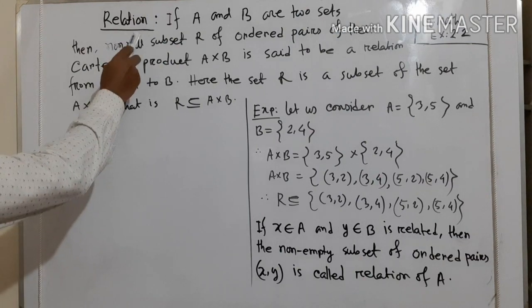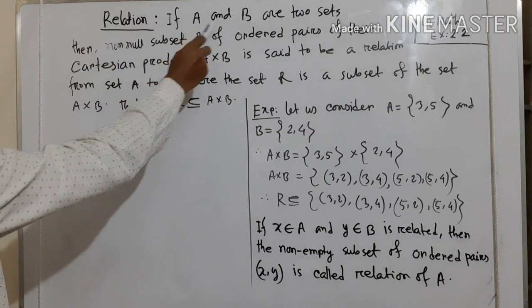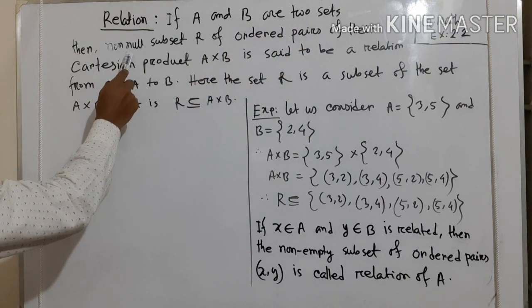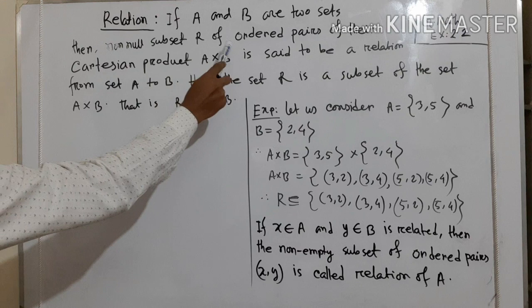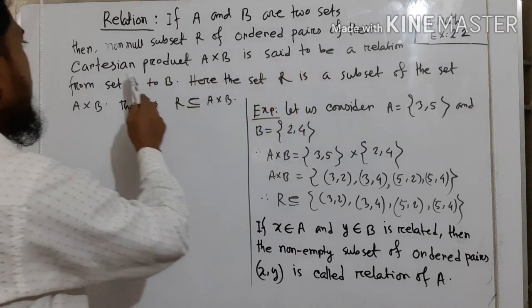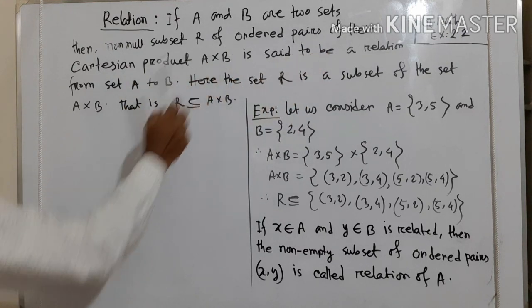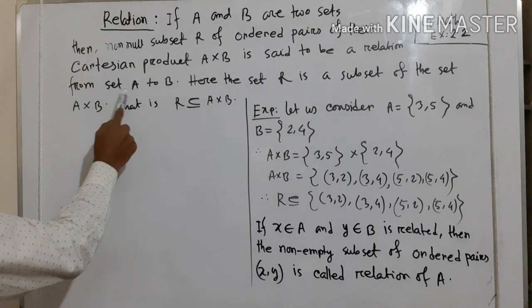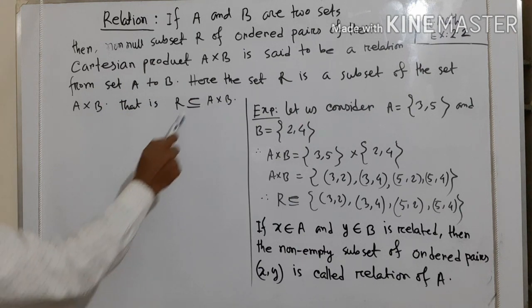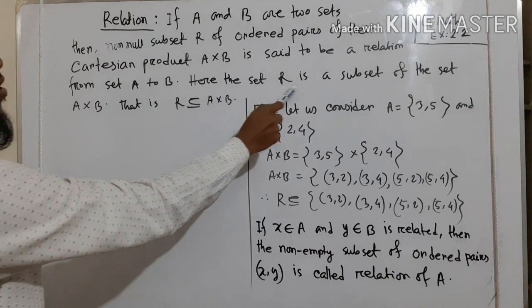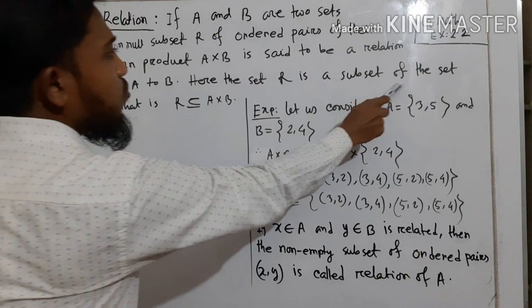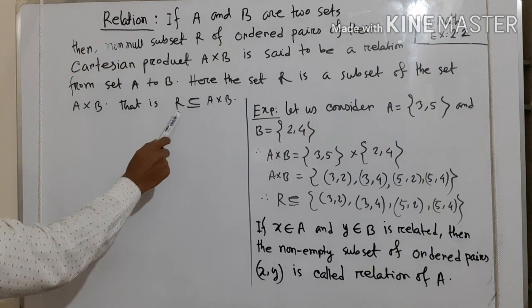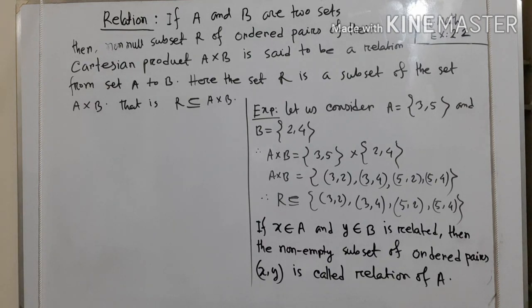Definition of relation: if A and B are two sets, then a non-null subset R of the ordered pairs of their Cartesian product A cross B is said to be a relation from set A to B. Here the set R is a subset of the set A cross B, that is R subset of A cross B.